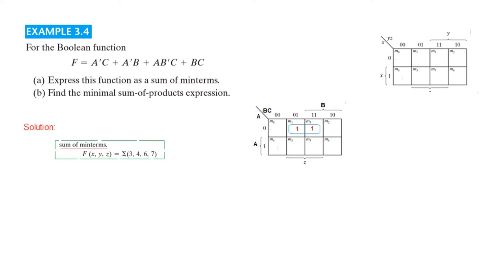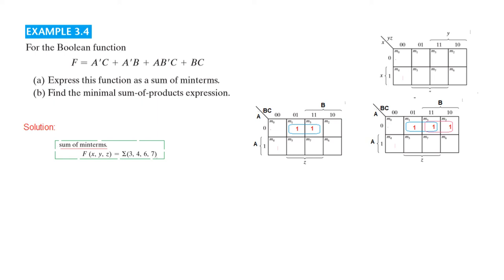Now let's go to the first one, A dash C. If you look here, where is A dash? This whole row is A dash. This is A and this is A dash, so we have to be in this row. And then C. Now let's see, where is C 1? The second item is C, so these two have C as 1. That means for A dash C, we'll circle these two. Similarly, A dash B: A dash is again in this row, but now B is 1. So this is the second loop.